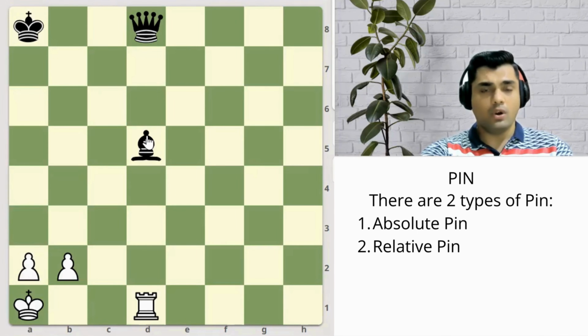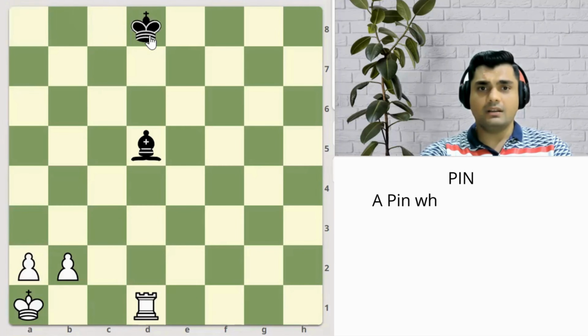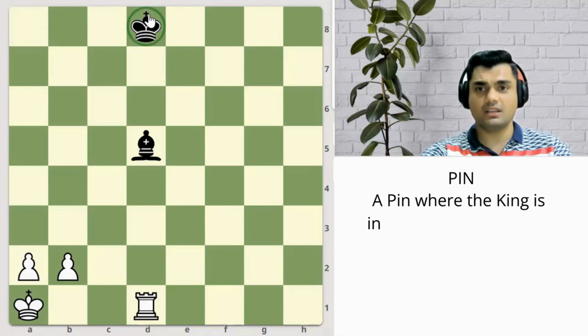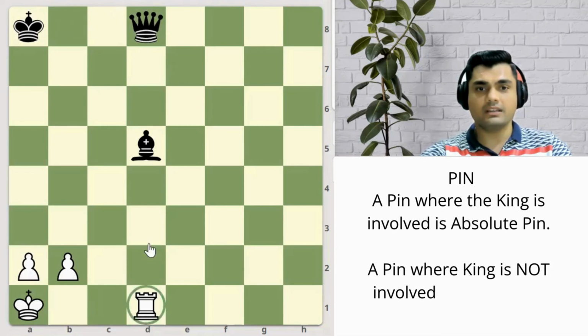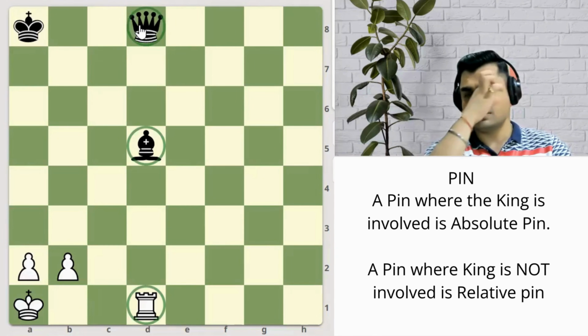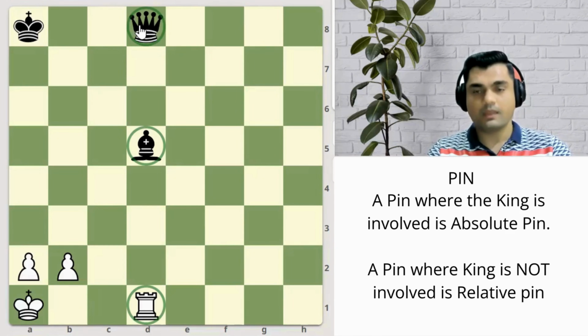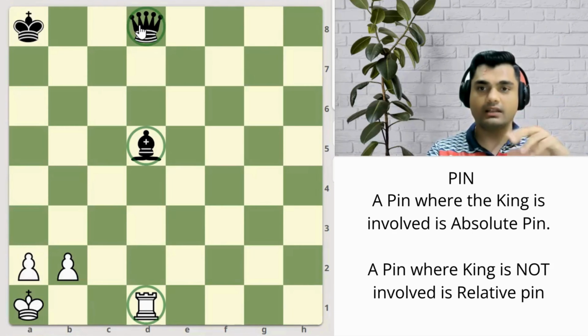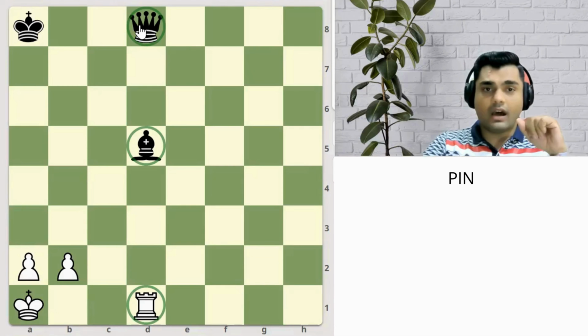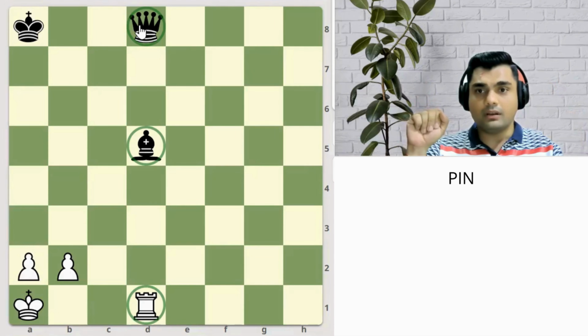Now to sum it up in easy words, a pin where the king is involved is known as an absolute pin, and a pin where the king is not involved is known as a relative pin. So there are two types of pin, absolute and relative. Now that was all about the pin.